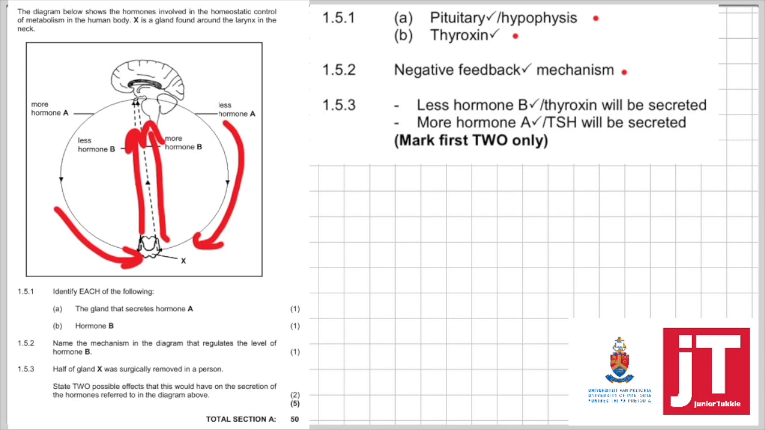153. Half of gland X was surgically removed in a person. State two possible effects that this would have on the secretion of the hormones referred to in the diagram. Very nice. There will be less thyroxine secreted. And to compensate for that, there will be more thyroid stimulating hormone secreted.